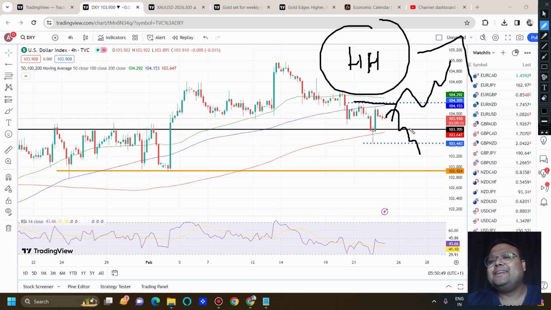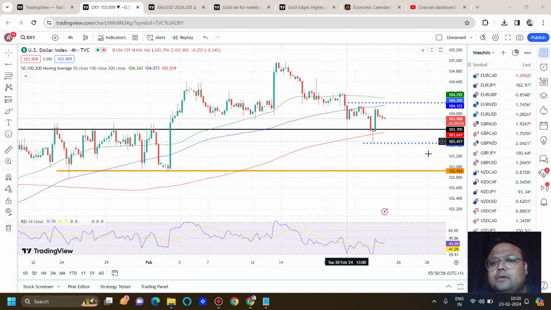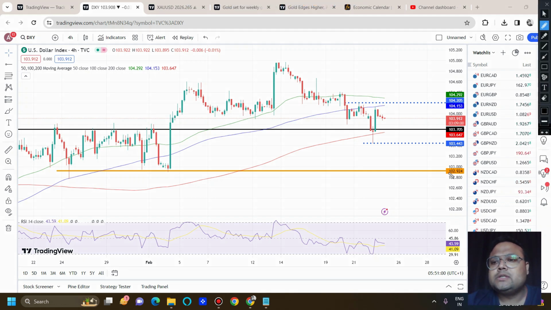Okay. And in case DXY breaks 103.40, the previous low, if DXY breaks this level here, then you can expect that DXY will be heading towards the next level of 103 to 102.90.